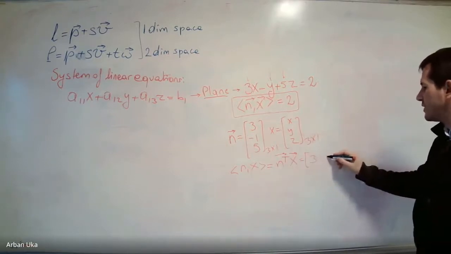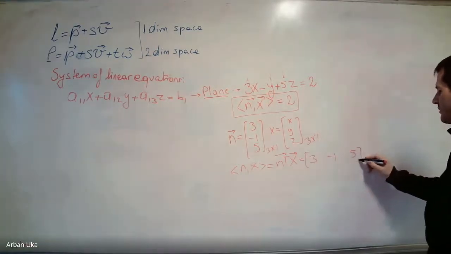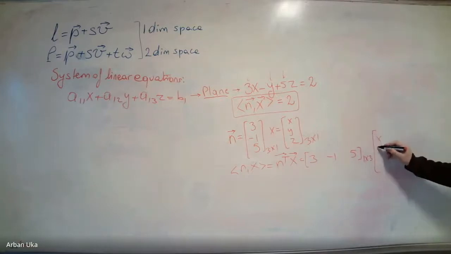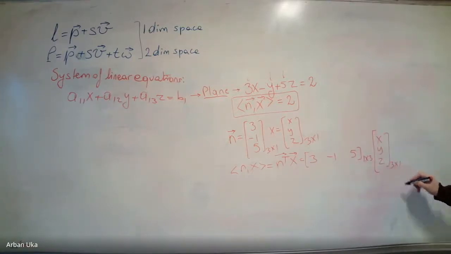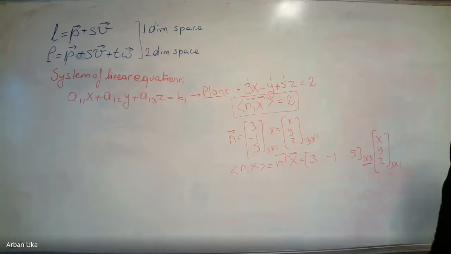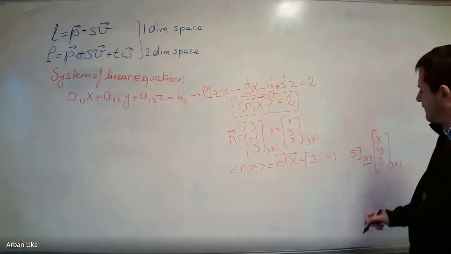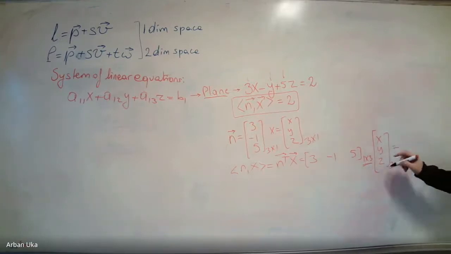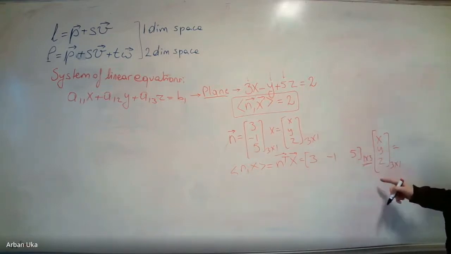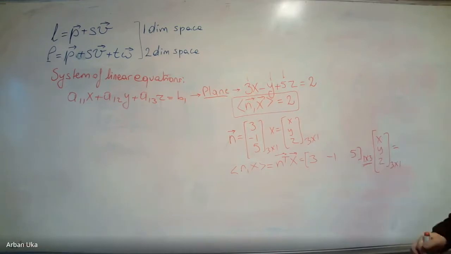So we write this one as 3, minus 1, 5. This is 1 by 3. We multiply this one with x, y, and z, which is 3 by 1. The multiplication of a matrix which is 1 by 3 with a matrix which is 3 by 1 is just a number. Okay, it's 1 by 1. So in this case, how do we multiply these? This is 3x minus y plus 5z is equal to 2. This is what we get.